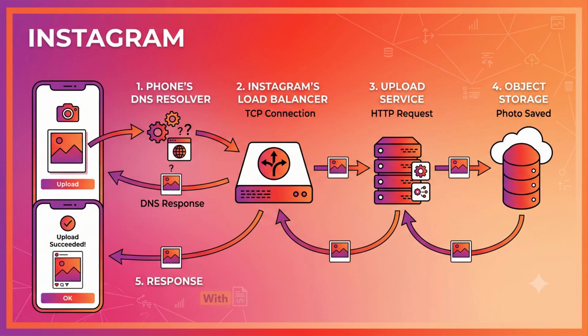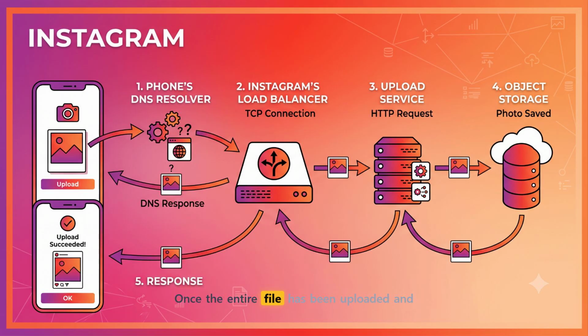send the data. With the IP address in hand, your phone establishes task 2, a direct TCP connection. This handoff happens at the load balancer, which acts as the traffic cop for all incoming network requests. The load balancer receives the reliable connection and immediately forwards it to task 3, the main upload service. This service takes the incoming data packets and is responsible for processing the full HTTP request, assembling all the pieces of the image file that are about to be stored.